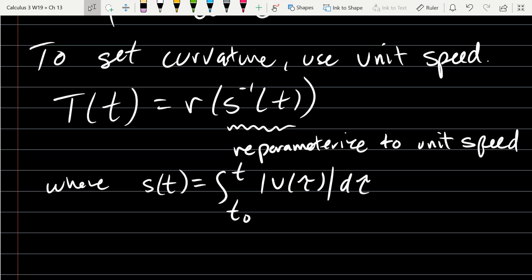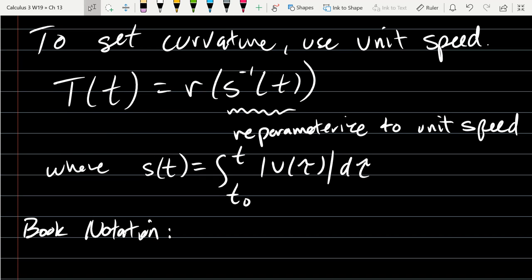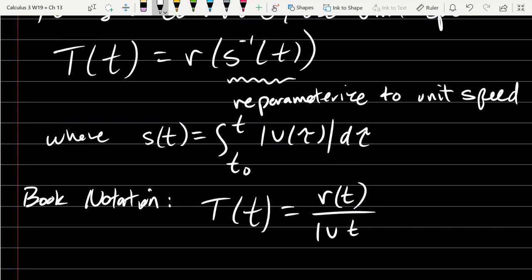So we're going to use some notation from the book. Another way to compute big T of T is the original curve divided by your speed: R of T divided by the magnitude of R dot T.